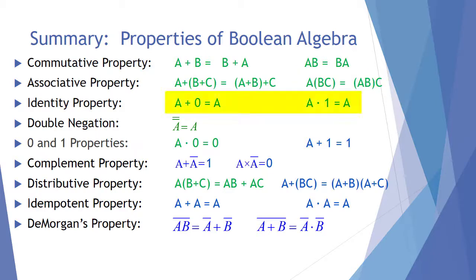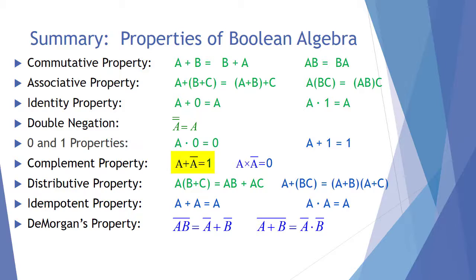The identity property says that A plus 0 is A and that A times 1 is A. That's true for traditional algebra. And of course we have double negation, that if you reverse the state of a switch twice, it ends up back where it started. The 0 and 1 properties: A times 0 is 0. And then we come across our first one that's not the same as traditional algebra. A plus 1 is 1. That's because A or 1 will always be 1. That is, the choice between a switch or a continuous circuit will always have a continuous circuit.